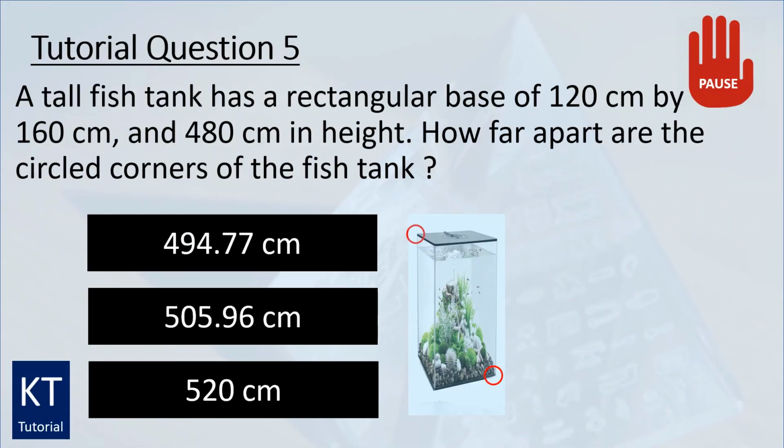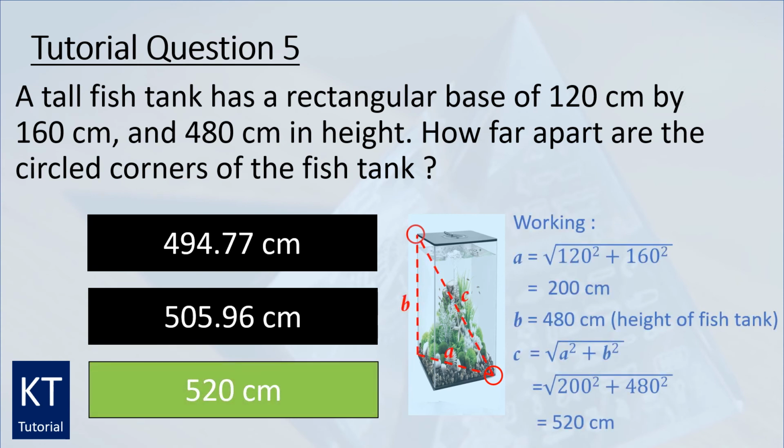Tutorial question 5. Do press the pause button now if you need more time. A tall fish tank has a rectangular base of 120 cm by 160 cm and is 480 cm in height. How far apart are the circled corners of the said fish tank? The answer is 520 cm. This is how the math is done.